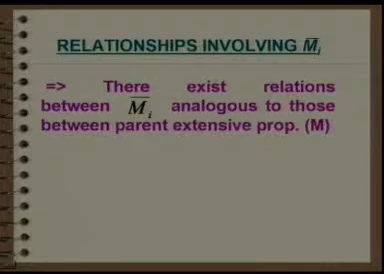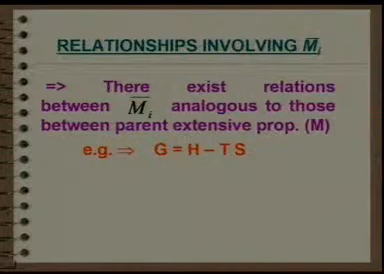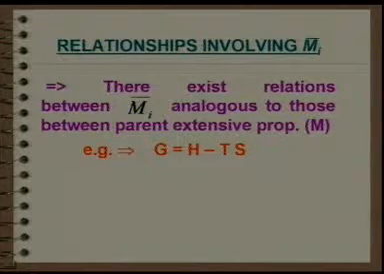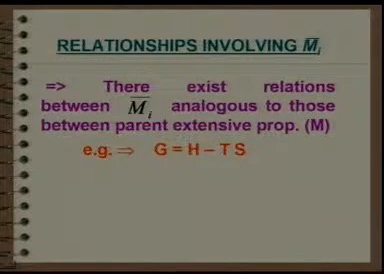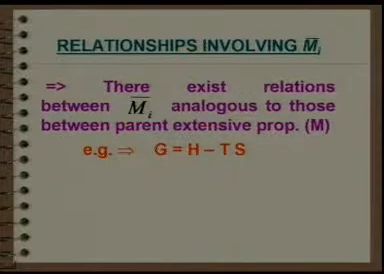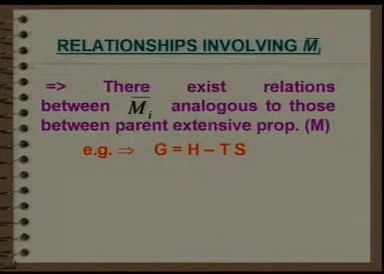As an example, we know G is equal to H minus TS. Now, suppose you want to find out the relationship between Gi bar, Hi bar, T and Si bar. T is an intensive property, so you do not have to bother. How will you find the relationship? You differentiate it with respect to Ni, keeping temperature, pressure and Nj constant. So, please do that and see what you get.